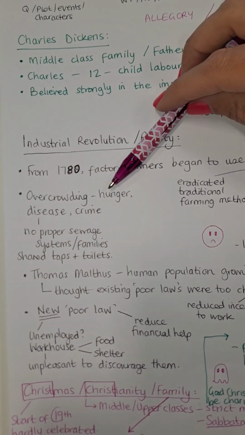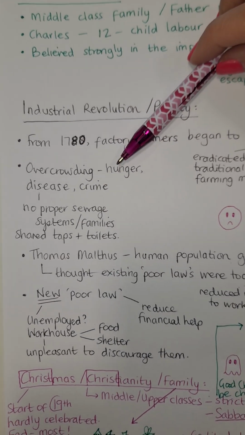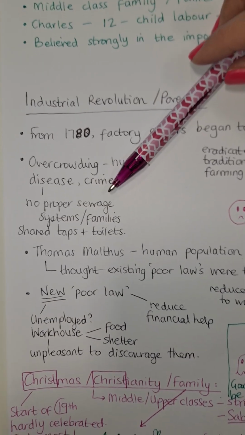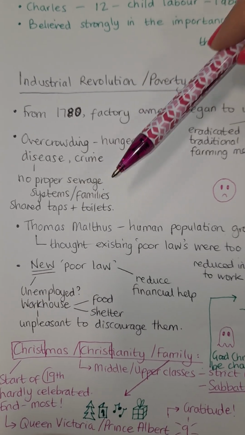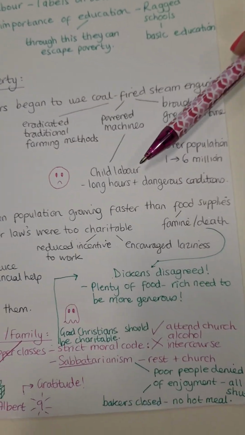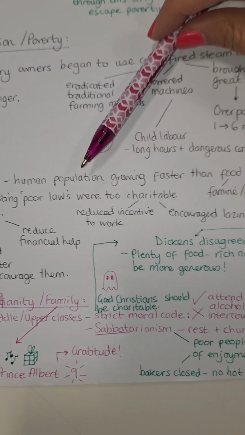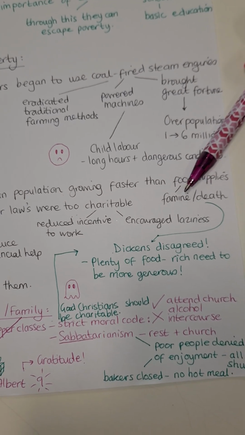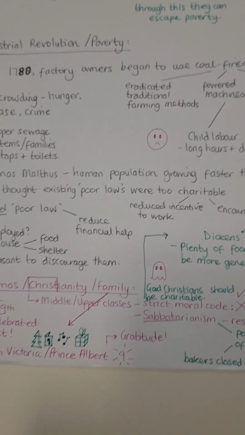Because of the overpopulation in the city, there was huge overcrowding. So this caused hunger, disease and crime. There were no proper sewage systems, so families had to share taps and toilets. And it was as a result of this, looking at this state of overpopulation, that Thomas Malthus said that human population was growing faster than the food supplies. This would therefore lead to famine, so people would be starving to death, and therefore death.